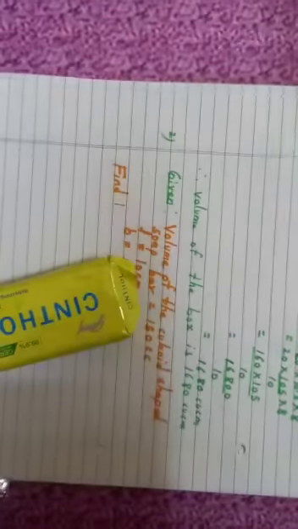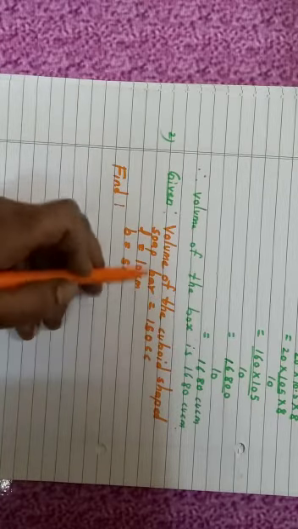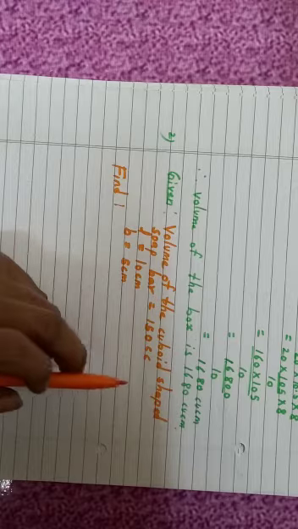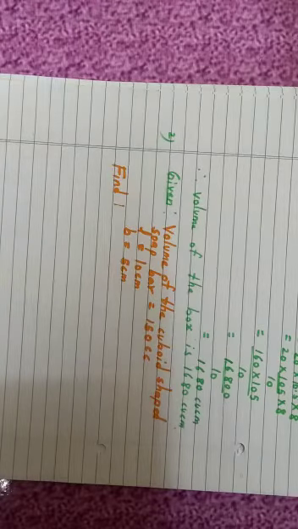Now I want to ask you. I have written here, given: volume of the cuboid shaped soap bar is 150 cubic centimeter. Length is 10 and breadth is 5 centimeter. So you tell me, what are we supposed to find?